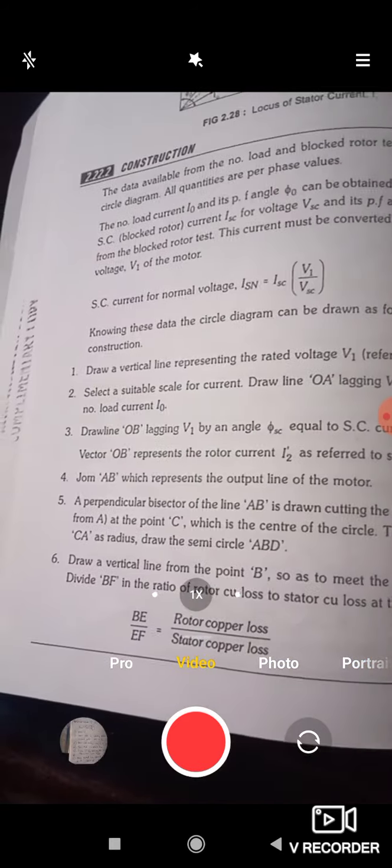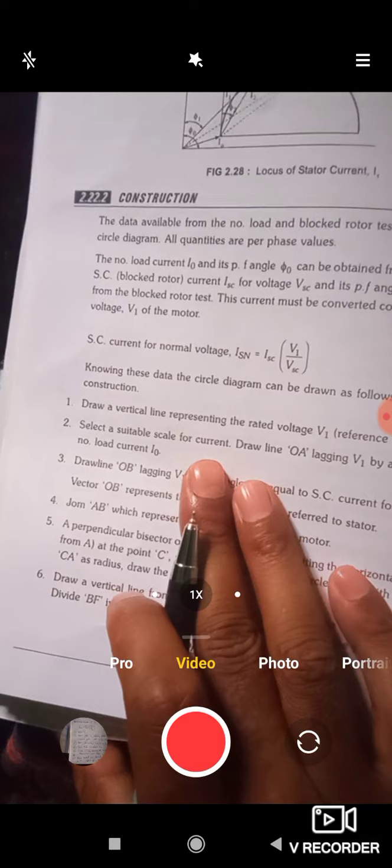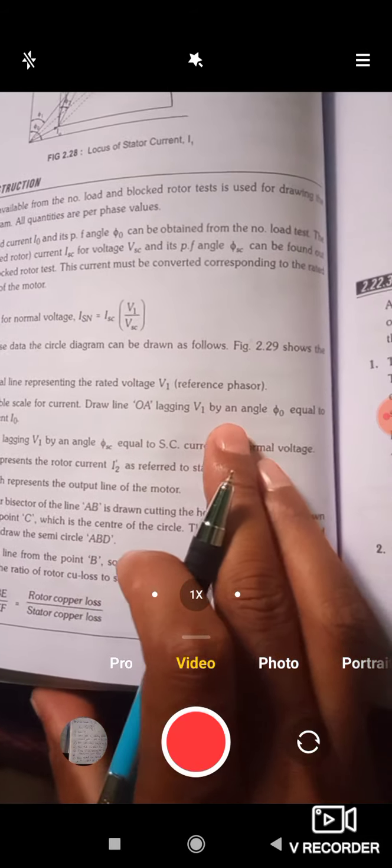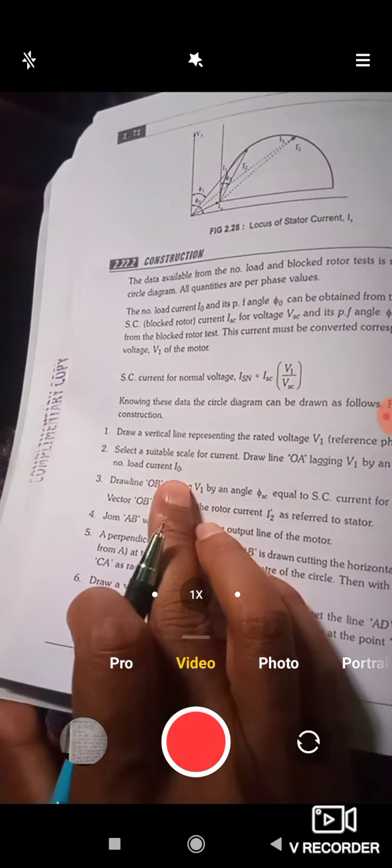Now what is the second step? Select a suitable scale for current. Draw line OA lagging V1 by an angle phi naught, representing the no load current I naught. That means we have to draw the no load current I naught, which is lagging V1 by an angle phi naught.